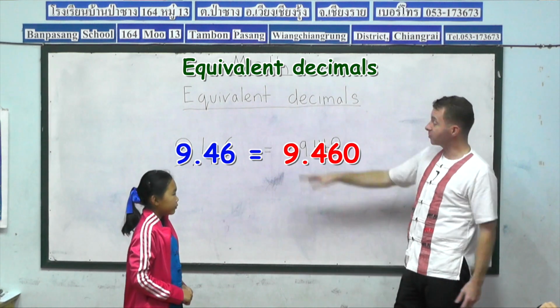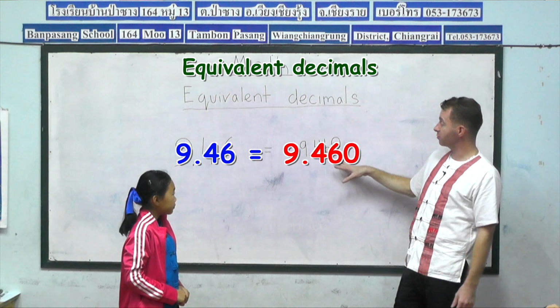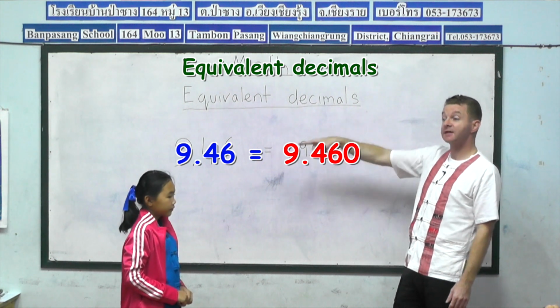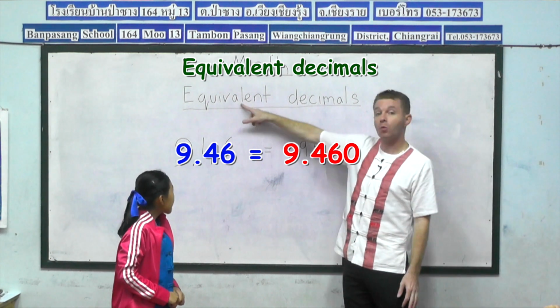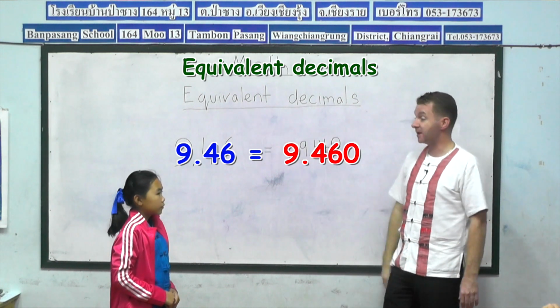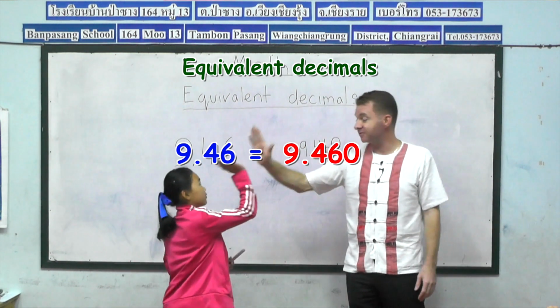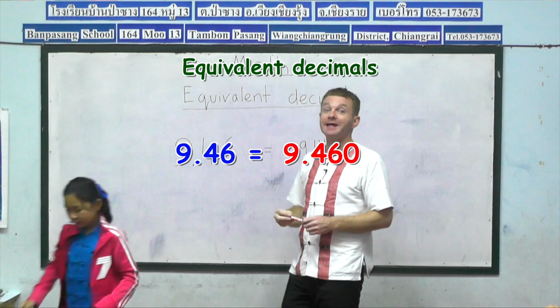All we've done is gone from 2-digit decimals to a 3-digit decimal. And because they're the same value, that's what we mean by equivalent. Nadia, that was brilliant. High five and a big round of applause for Nadia, please, guys.